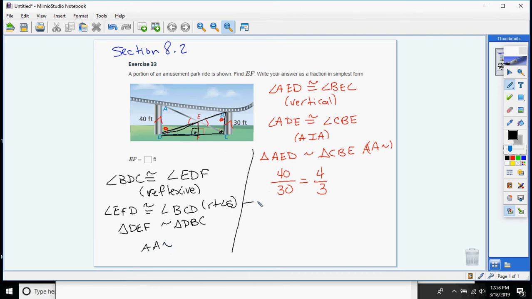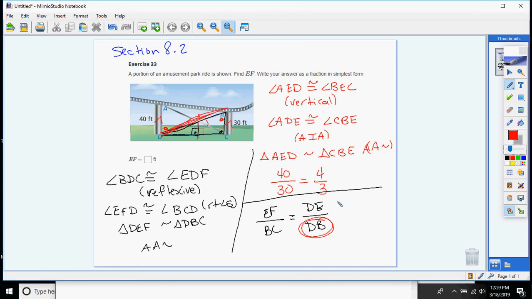Now that I know they're similar, I'm going to set up a proportion. So EF, the hypotenuse, goes to the hypotenuse, EF, the leg, goes to the leg of the big triangle, as the hypotenuse of my little triangle goes to the hypotenuse of my big triangle. Now here's the trick. I know something special about DE in its relation to DB.